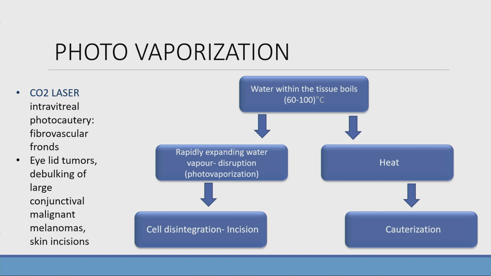Now, if the temperature in the tissue reaches 60 to 100 degrees, it causes photovaporization. Here what happens, the water expands as water vapor, causing disruption. This principle is used in cell disintegration, where we make a laser incision, skin incision, also debulking of the tumors. And the heat generated there causes cauterization. That can be useful in intravitreal photocautery for fibrovascular proliferation. The laser which exhibits photovaporization is the carbon dioxide laser.